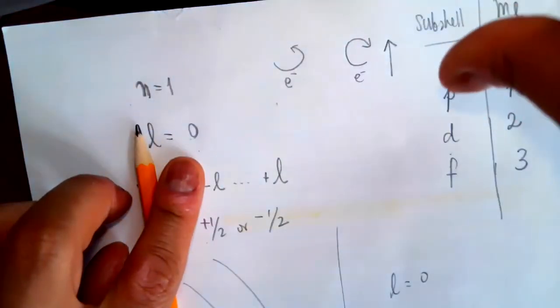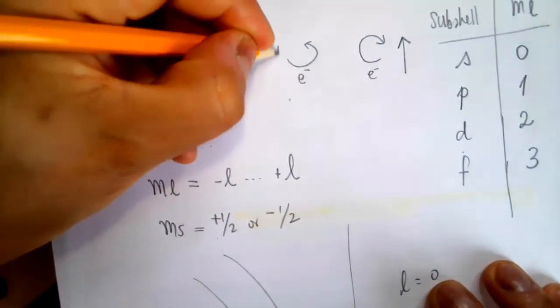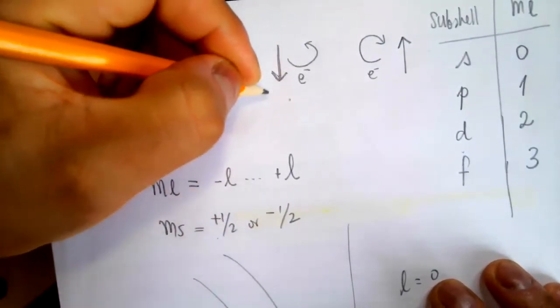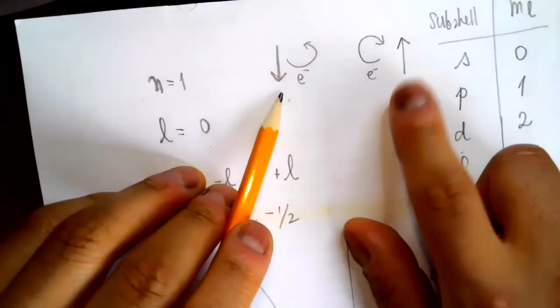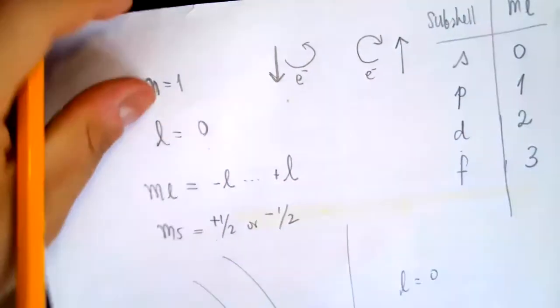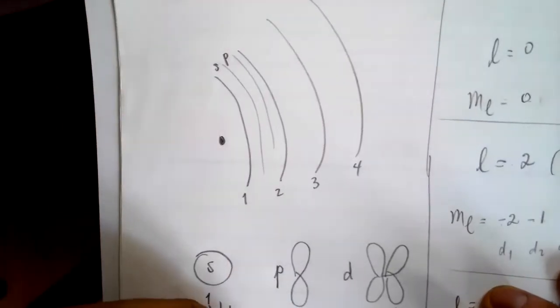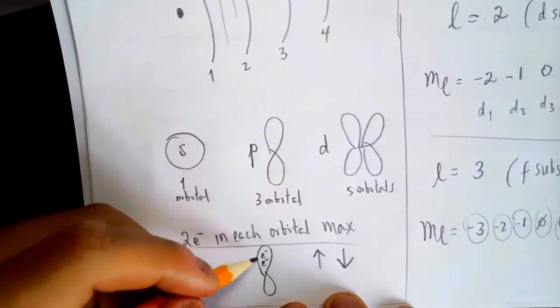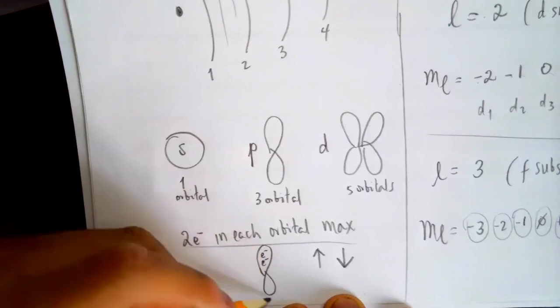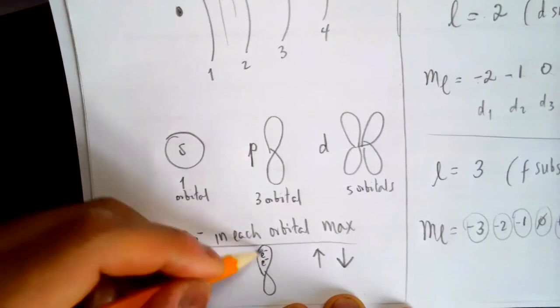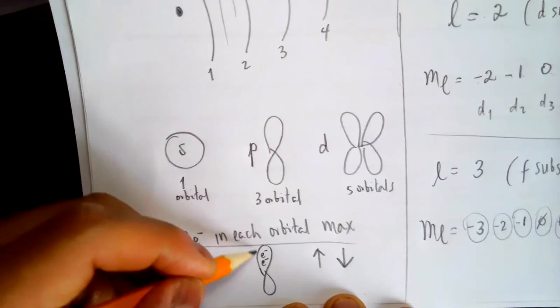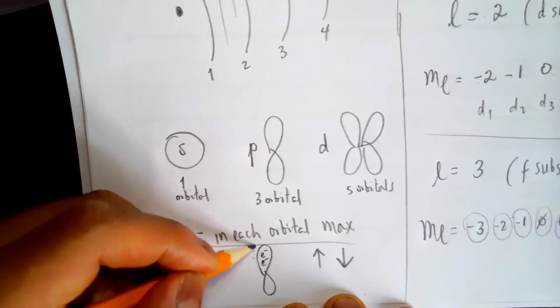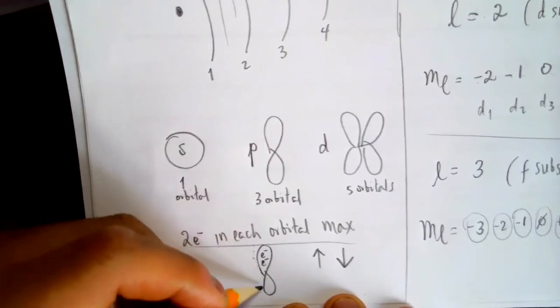If you do it counterclockwise, it will create a magnetic field in a different direction. That's exactly what the spin is. How can I have two electrons surviving in such a small space, which is the orbital? I know that electrons repel each other. How can I have electrons surviving in such a small space?